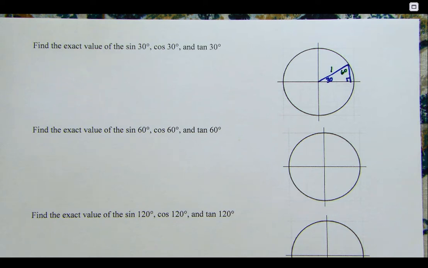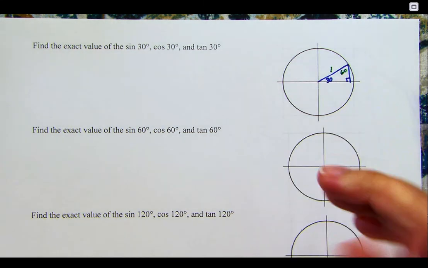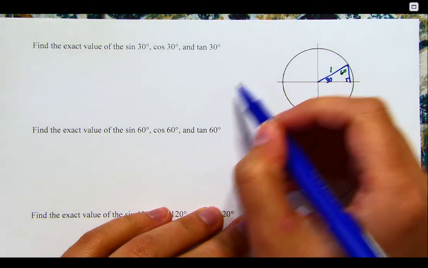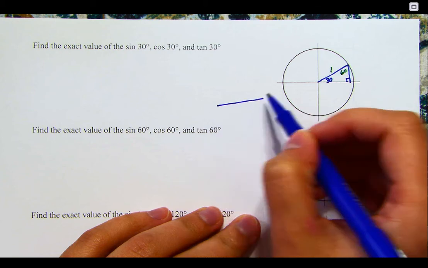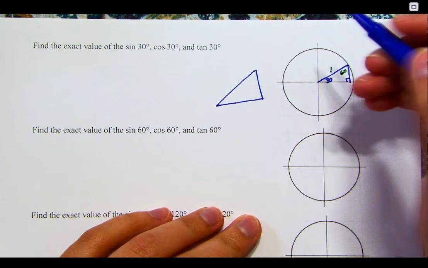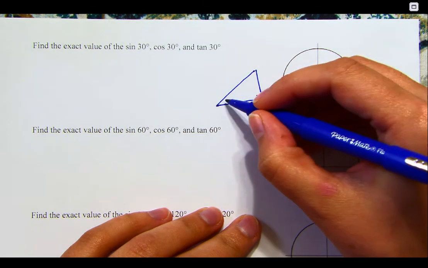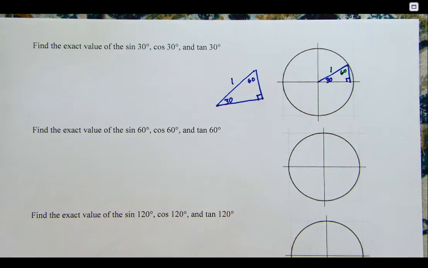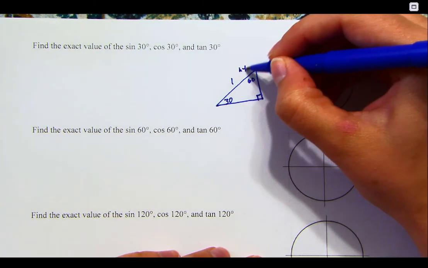So just to make it a little bit easier on myself, so I'm not trying to squish all of my writing in, I'm just going to take this triangle and make it a little bit bigger and do some side work. I'm going to try and keep my orientation the same. Okay, so here's my right angle. This was 30, 60, length of 1. So this is the hypotenuse.